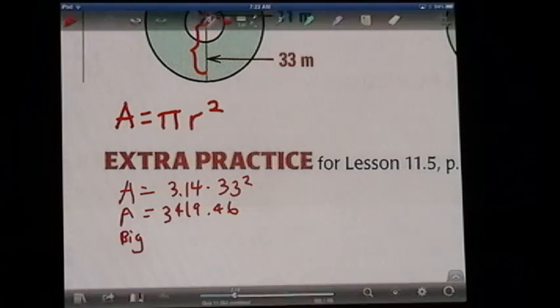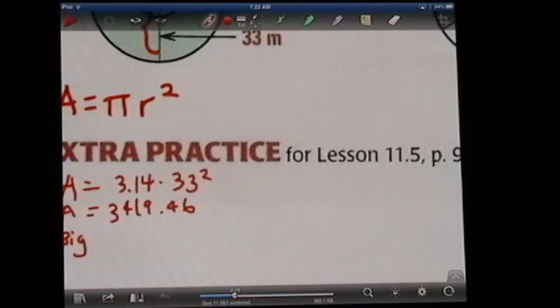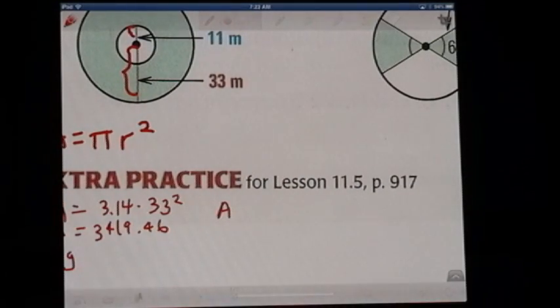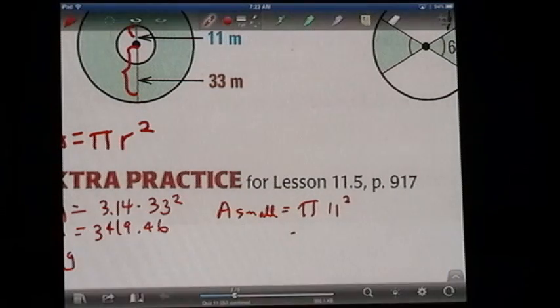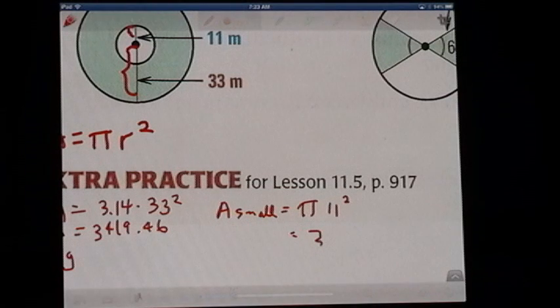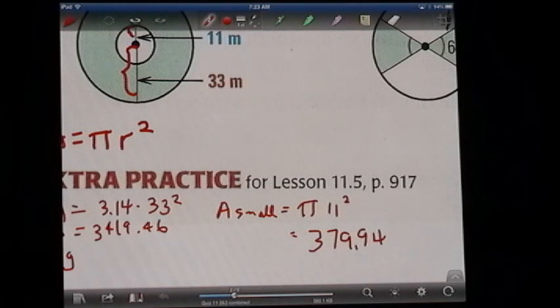Okay, but that's the area of the large circle. And if you label your stuff, it's much easier to find what you're looking for later on. Now we're going to do the area of the small, and that will also be pi r squared. So that's pi times 11 squared. So we do 11 squared times pi, and that's 379.94. Now all we have to do is subtract the two. And we get 3,039.52.